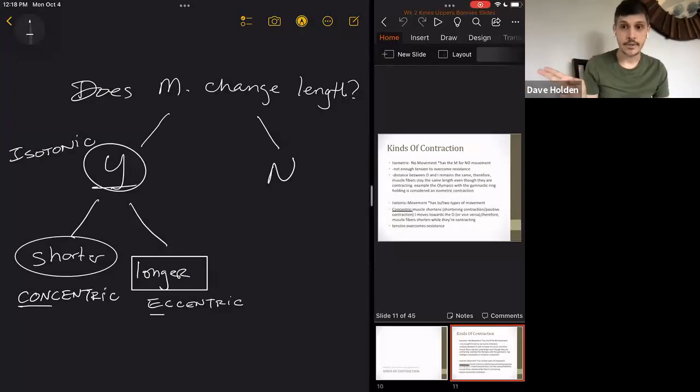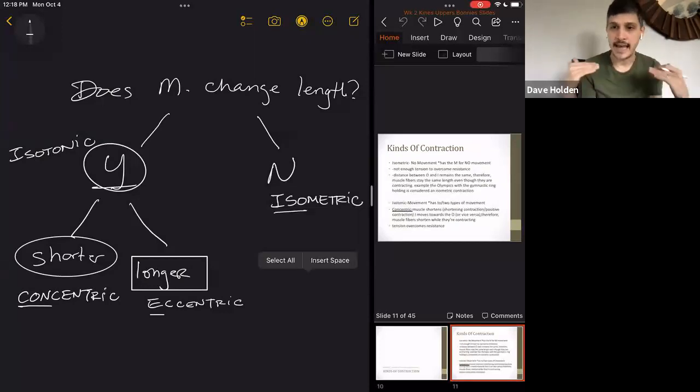Now we go to our second option. What if the muscle contracted, but it did not change its length? If it did not change its length, it is known as an isometric. The prefix iso means same or equal. Here, what we are saying is this was a muscle contraction of equal measure or of equal length. The muscle stayed the same length at rest and in contraction.